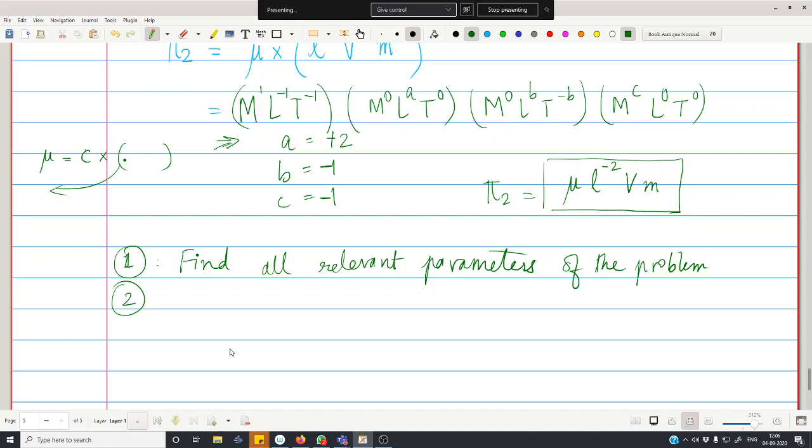Okay, anyway. Let me just write down the rules and make sure you follow those rules. The first step is to find out all the relevant parameters of the problem. Second step is to what? Who can tell me what we did? After finding out all the relevant parameters of the problem, what did we do?